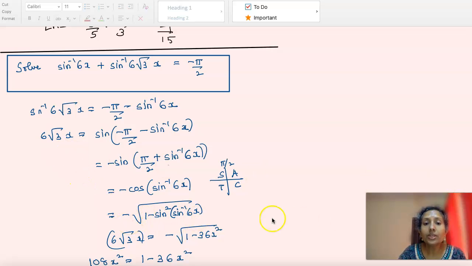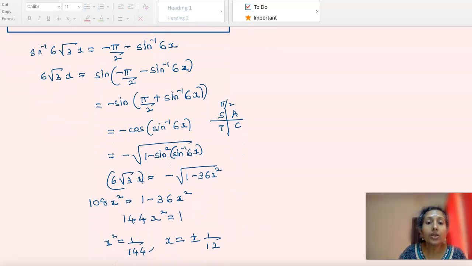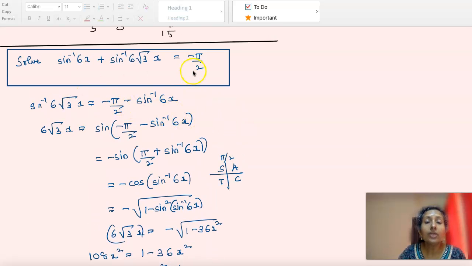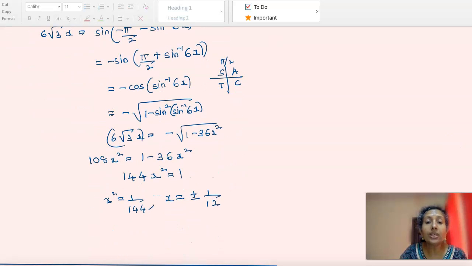So we have 6 root 3x is minus root of 1 minus 36x squared, when you square it. And now square both sides because you have a square root. So 108x squared is 1 minus 36x squared. So 144x squared is 1. X squared is 1 by 144. So x is plus or minus 1 by 12. So x ka value plus or minus 1 by 12 ban jata hai. Now when we look up, the equation is sin inverse 6x plus sin inverse 6 root 3x is minus pi by 2. So we need to have a minus sign because sin of minus theta is minus sin theta. So your final value of x will be minus 1 by 12.